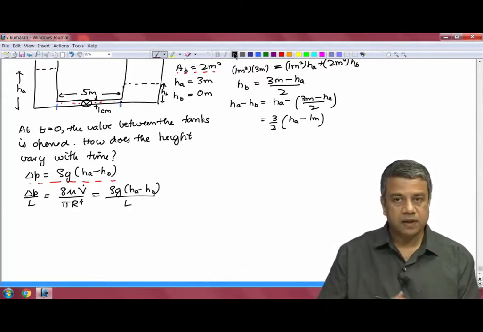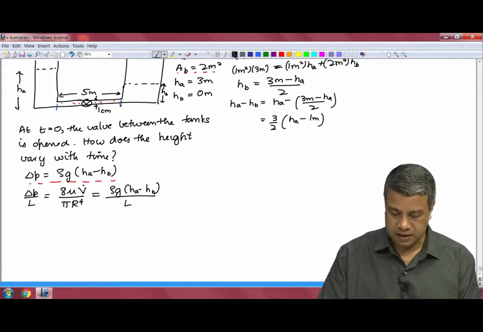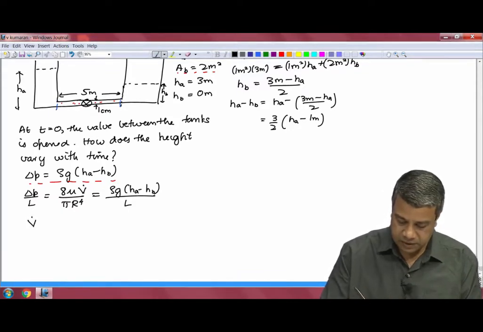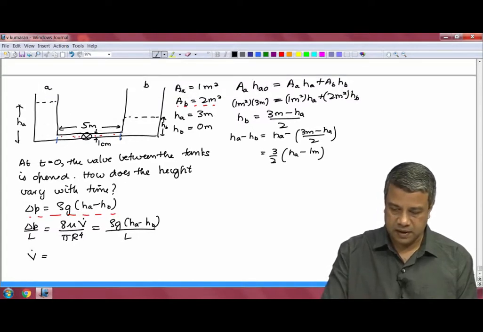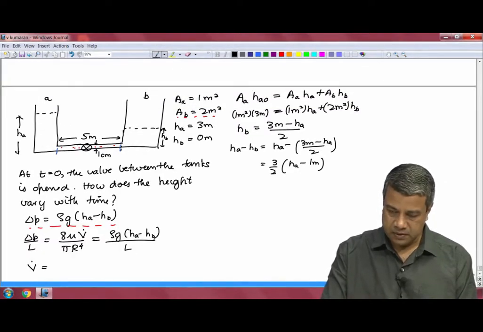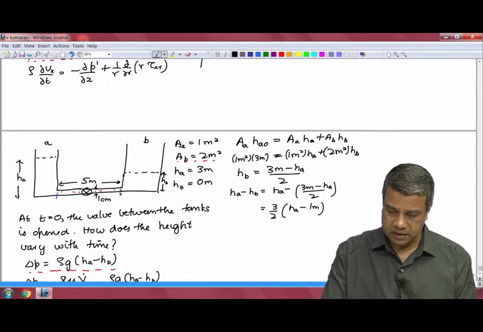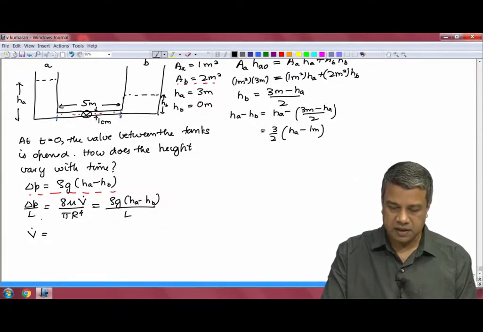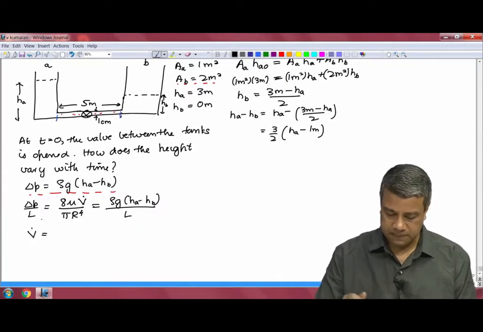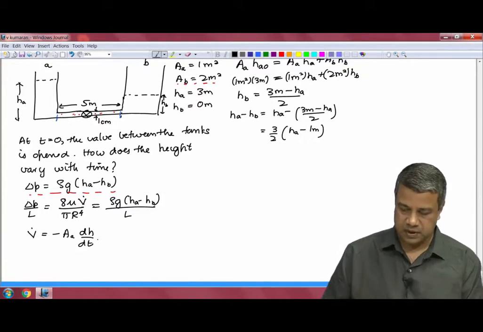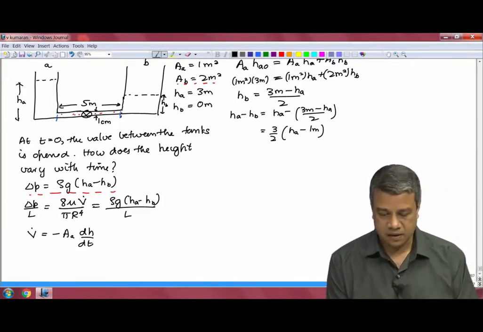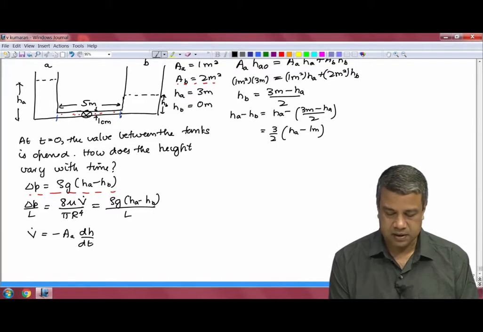Now, we have to relate V dot to the change in height. We know that when fluid flows from the left to the right tank, there is going to be a decrease in height of the left tank. Therefore, V dot is equal to minus the area of tank A into dH by dt. So, that is the volumetric flow rate.